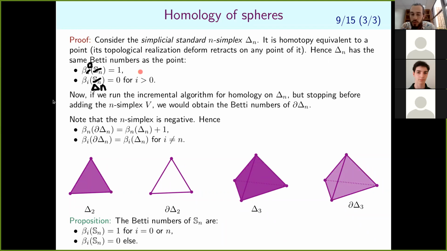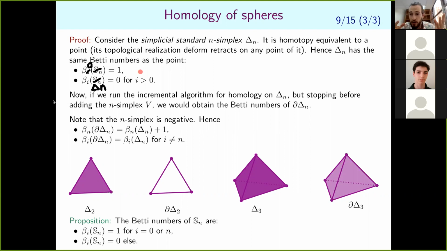Now, what we will do, we will use the incremental algorithm for computing the homology of delta n. So what we know is that at the end of the algorithm, we will obtain the Betti numbers 1 and 0, 0, 0, 0, 0. So you choose any ordering of the simplices that satisfies the ordering I showed you at the beginning. In this ordering, the maximal dimensional simplex arrives at the end. This is the last simplex of the ordering.